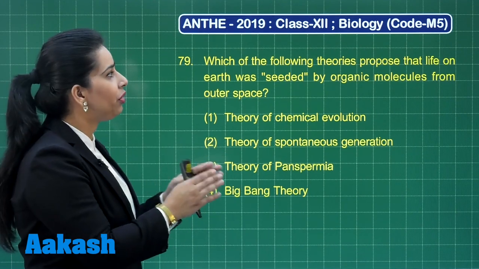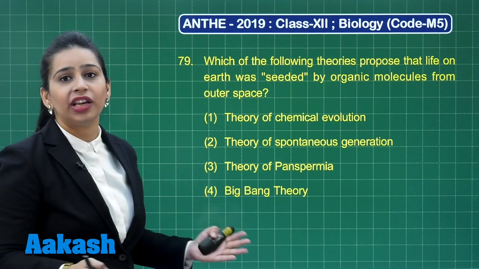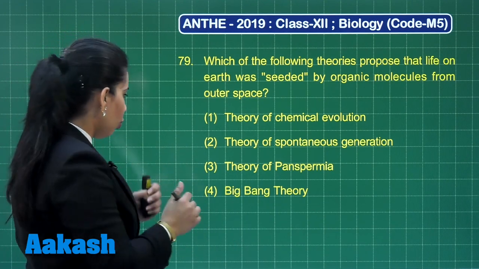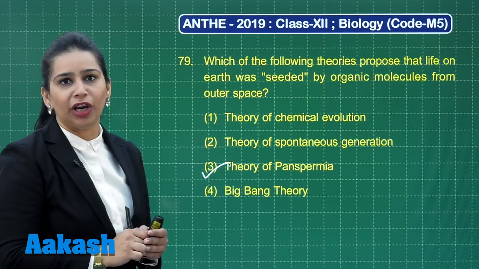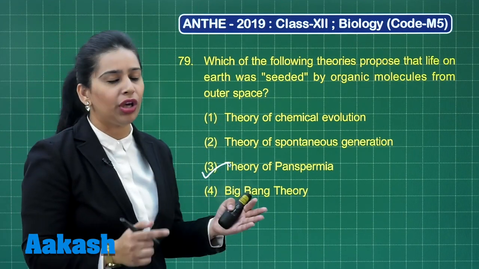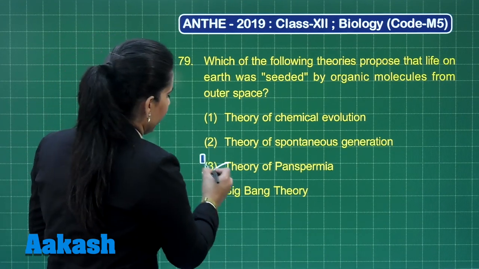Now, this theory that says that life on Earth was seeded by organic molecules from outer space was explained by the theory of panspermia, or you also call it cosmozoic theory or spore theory as well. And this is the correct answer.